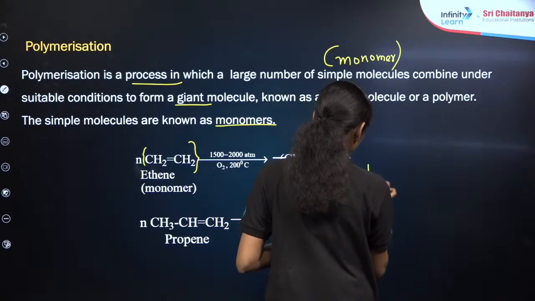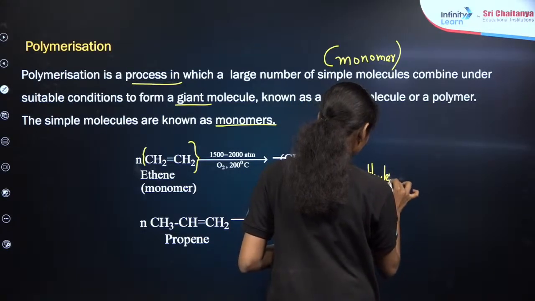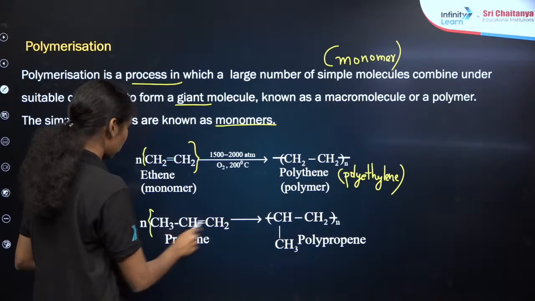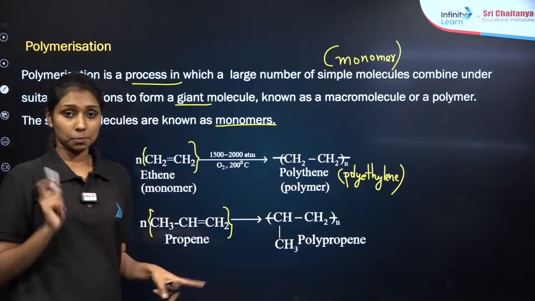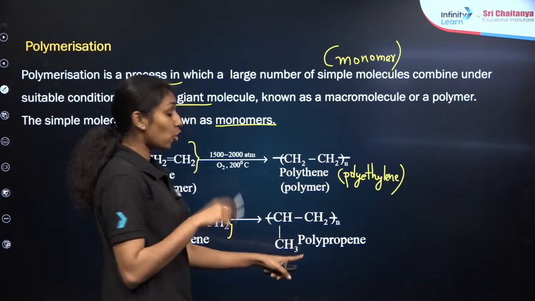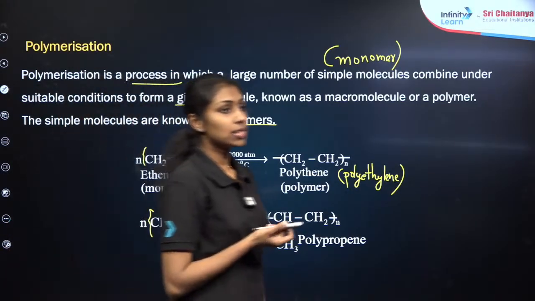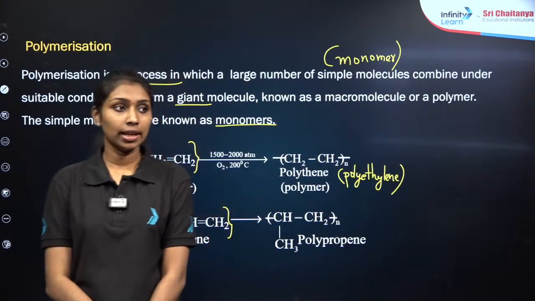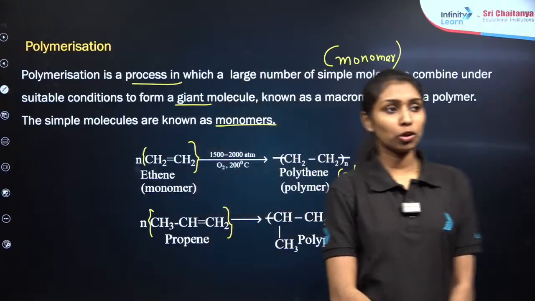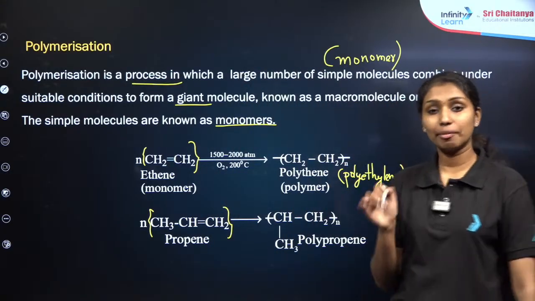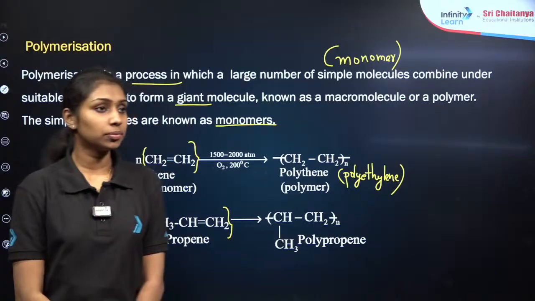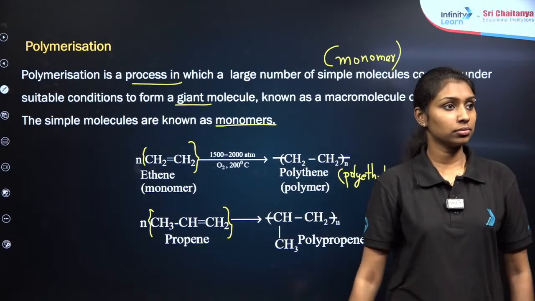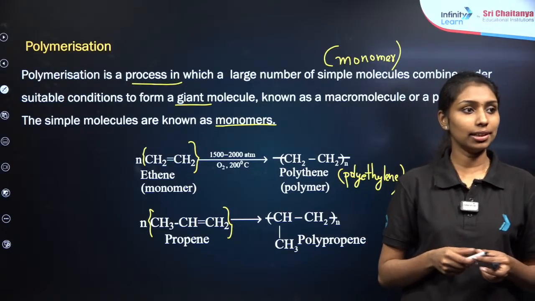Right? Polyethylene. Just like that, if you are taking n number of propene molecules and doing the polymerization at a high temperature and pressure, you will get polypropene or polypropylene. Clear? This is a very important as well as simple reaction. This is about the polymerization reaction. From this part, you may get a question asking what the monomer unit will be. Is that clear?